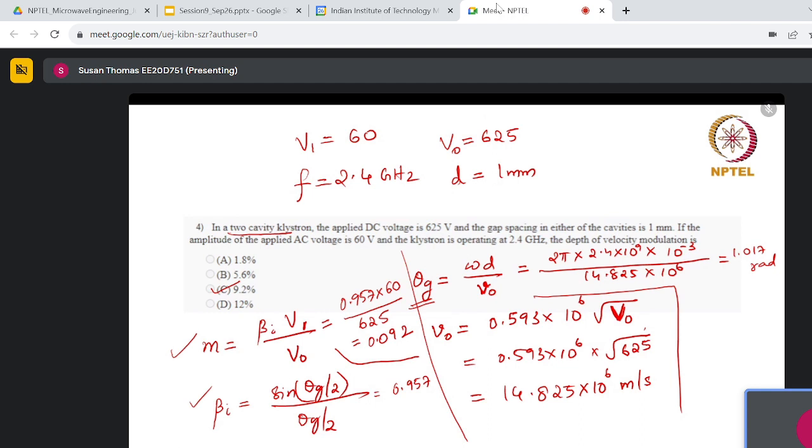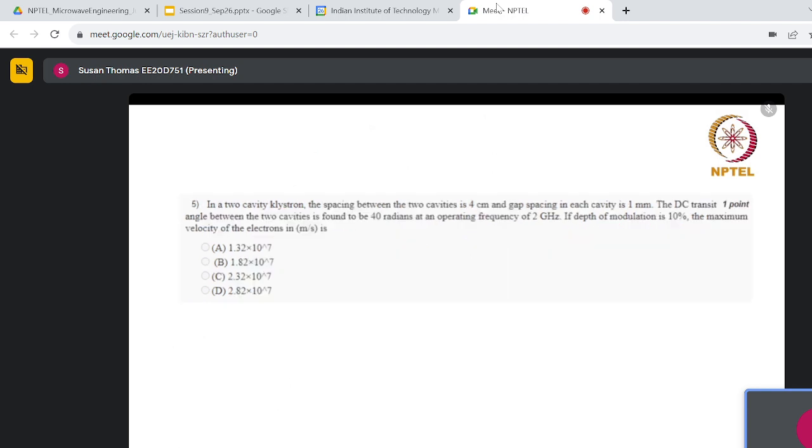So I hope this is clear. We'll move on to the next question. In a two-cavity klystron, the spacing between the two cavities is 4 centimeters. So here L is equal to 4 centimeter, and the gap spacing D is 1 millimeter. The DC transit angle between the two cavities.